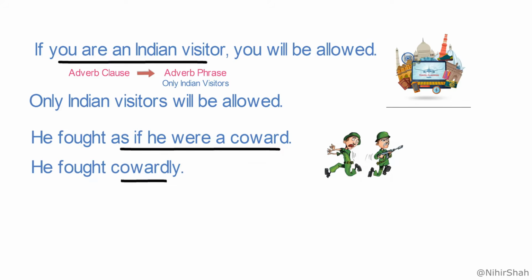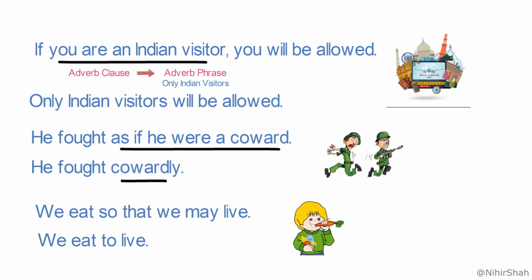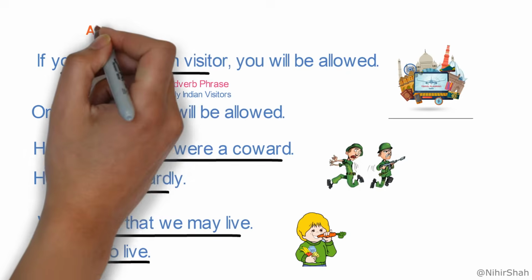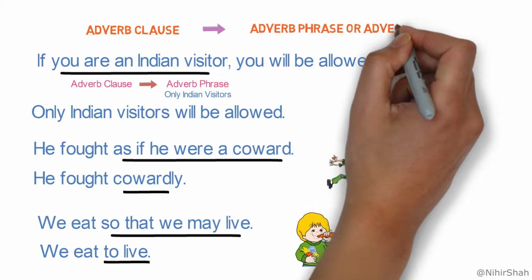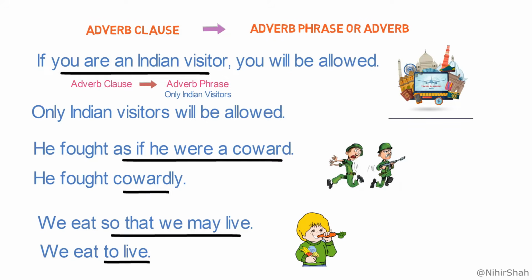Let's look into the next example. We eat so that we may live. We eat to live. Here we have used to live to replace the adverb clause so that we may live. Notice that we have used an infinitive to convert the sentence into a simple sentence and it is acting as an adverb in the sentence. These are the examples where an adverb clause is converted into an adverb phrase or adverb. After looking into many examples, I hope you will be able to convert a complex sentence into a simple sentence.